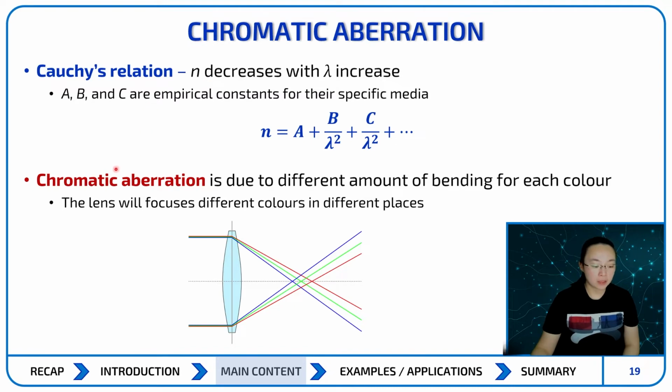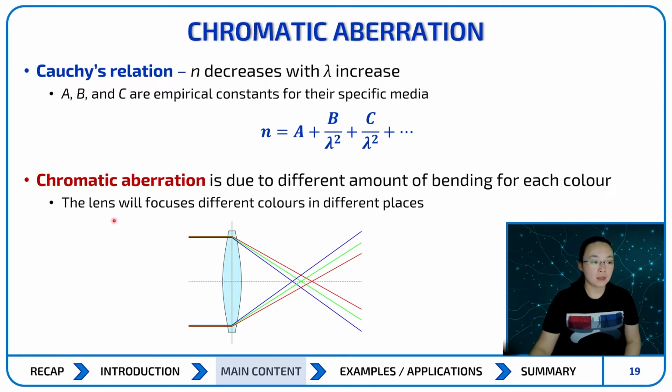We then take a look at chromatic aberration. And so that chromatic aberration is due to a different amount of bending for each color or each different wavelength. It's caused by dispersion, and because of the different focus of color in different places, you end up seeing different fringes of color around the boundaries.